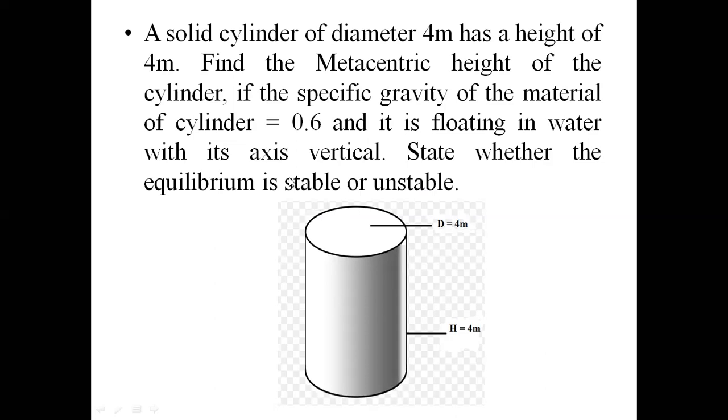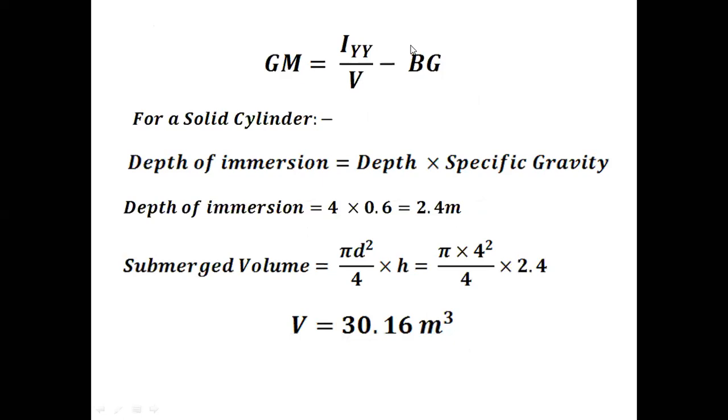As I said, stable means if GM is positive, you are going to get a stable condition. If GM is negative, then it will be an unstable condition. So in terms of a solid cylinder, as I said, the formula used to determine the metacentric height is the same: Iyy by V minus BG, where Iyy is the moment of inertia with respect to the y-axis, V is the volume of the submerged body, and BG is the difference between the center of buoyancy and the center of gravity.